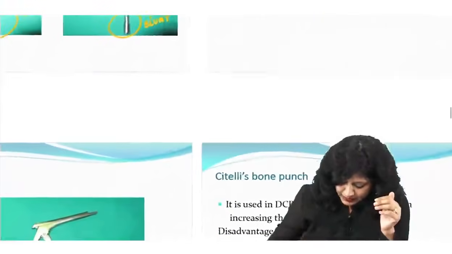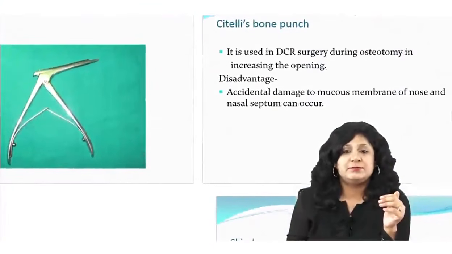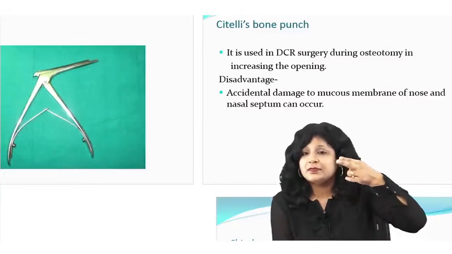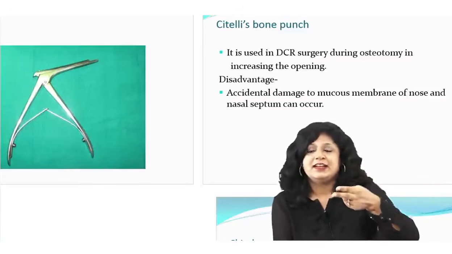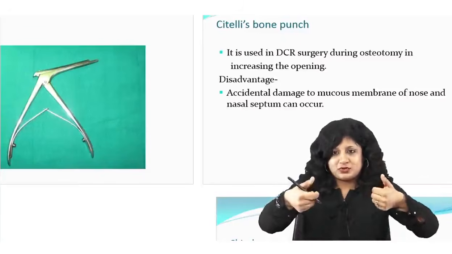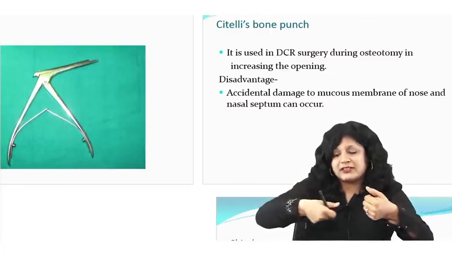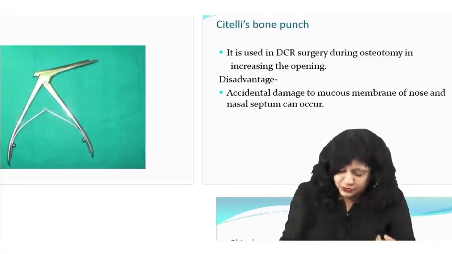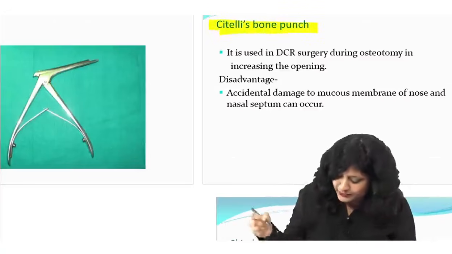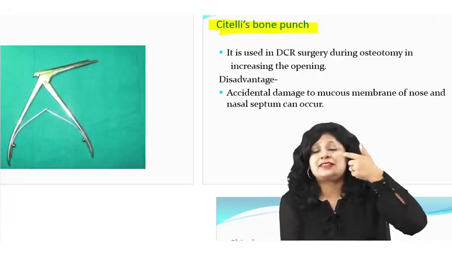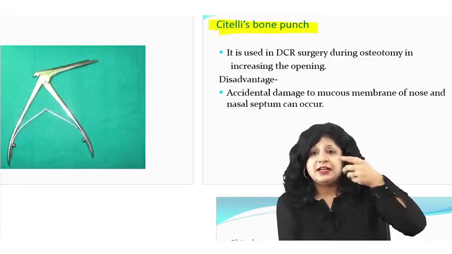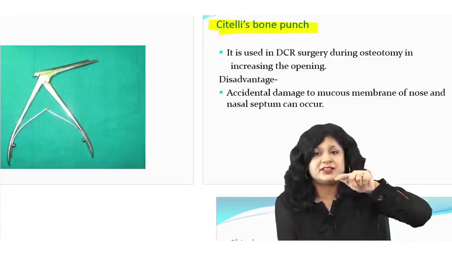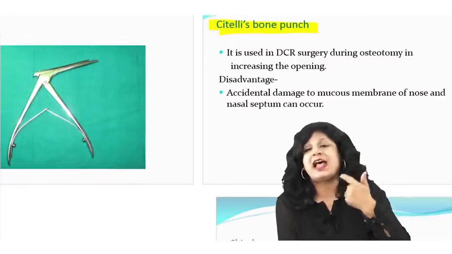Okay. Now this is an important instrument, and I think this will also be easier to identify. This reminds me of that paper punch, when we are punching the papers to put in that spring file. So we are punching it like this. So similarly, this is a bone punch. This is actually Citelli's bone punch, and you know, when you are creating an opening in cases of the DCR, that is a large opening that you have to make between the lacrimal bone and the middle meatus. So obviously that chunk of bone has to be removed.